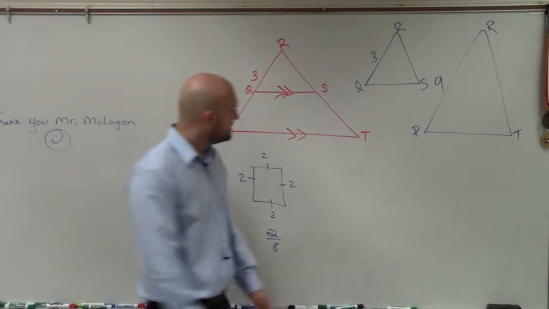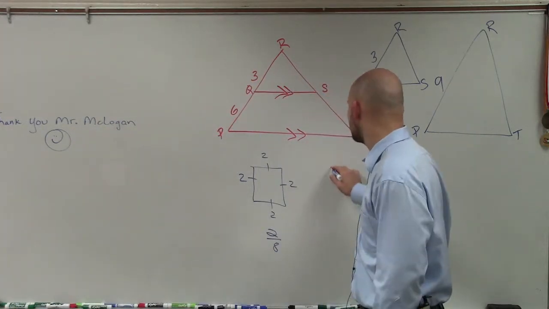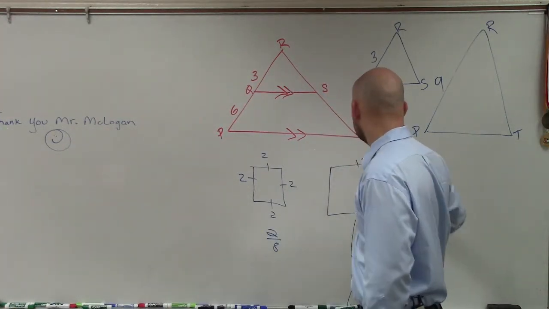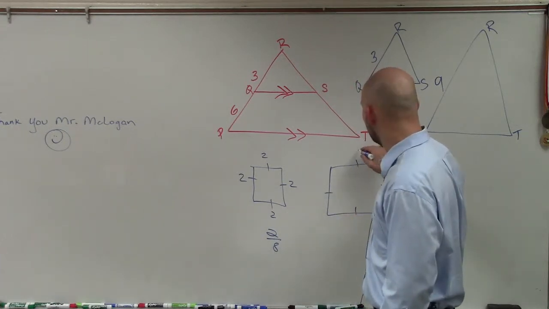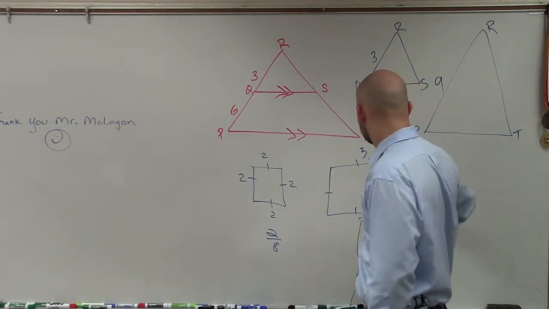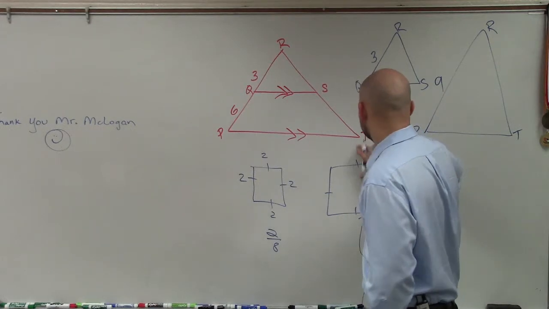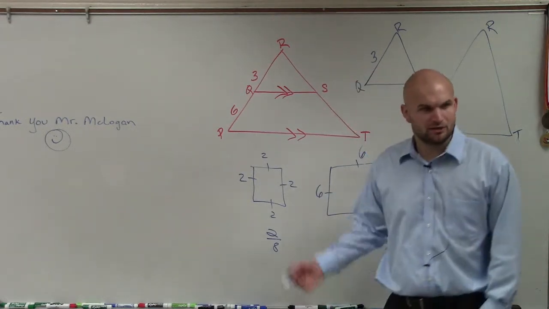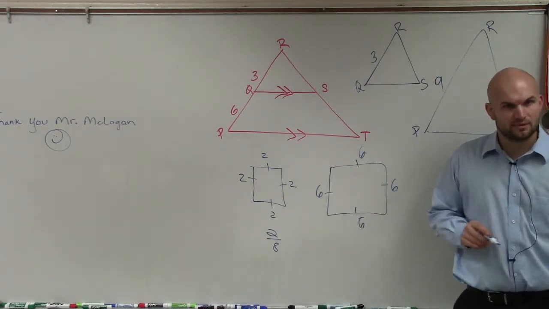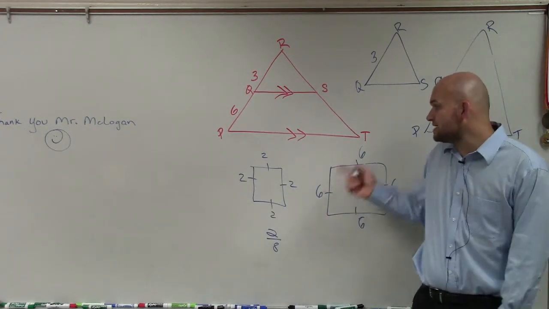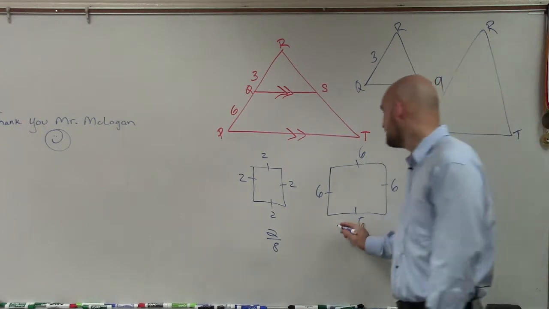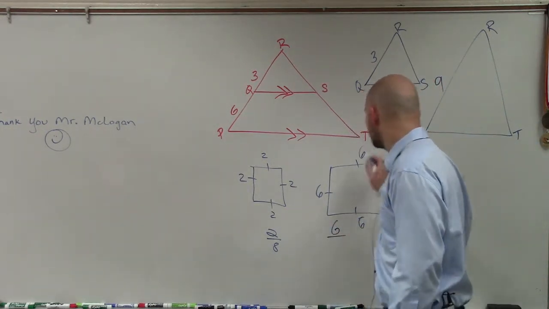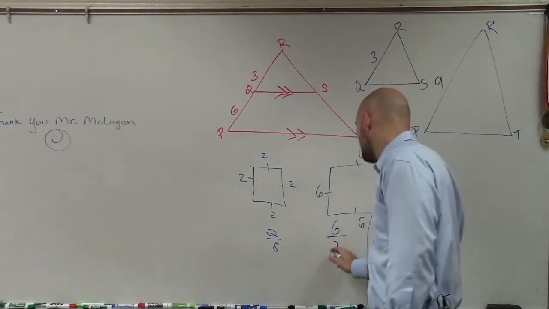Now, let's triple the sides of this square. So if I triple the sides, I have 6, 6, 6, 6. Would everybody agree? I just multiplied each side by 3. Correct? Now, let's see what the ratio is from the side length to the perimeter. That's 6 to 6, 12, 18, 24.